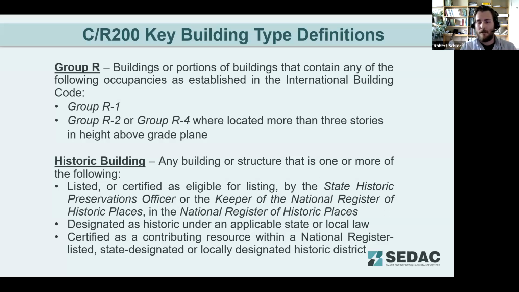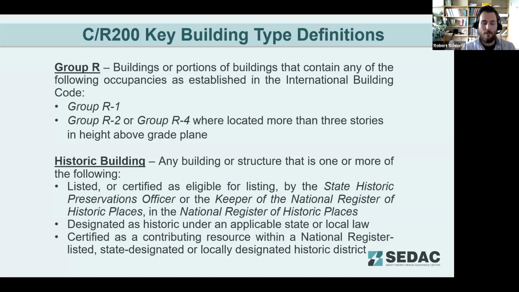Historic buildings. We get lots of questions about historic buildings and how historic buildings interface with the energy code. The first thing to understand there is what makes a historic building. The energy code defines this in 3 ways. A historic building can be listed or certified as eligible for listing by the state historic preservations officer or the keeper of the National Register of Historic Places. Second option, the building can be designated as historic under an applicable state or local law. And then the third option, the building can be certified as a contributing resource within a National Register listed, state designated, or locally designated historic district.